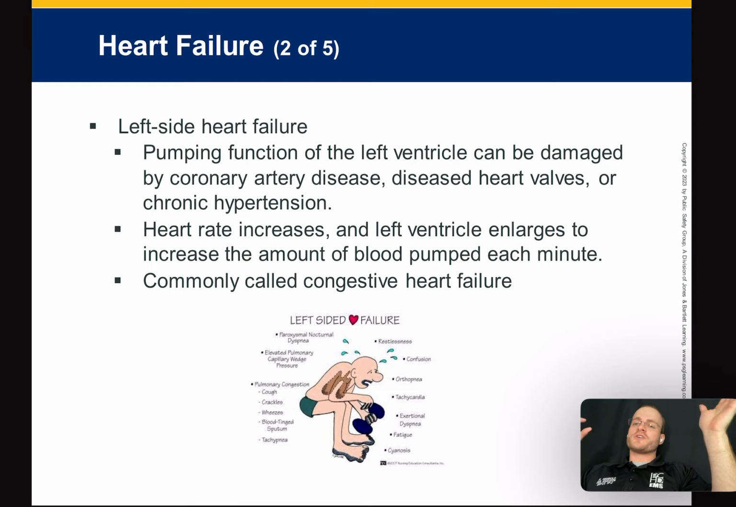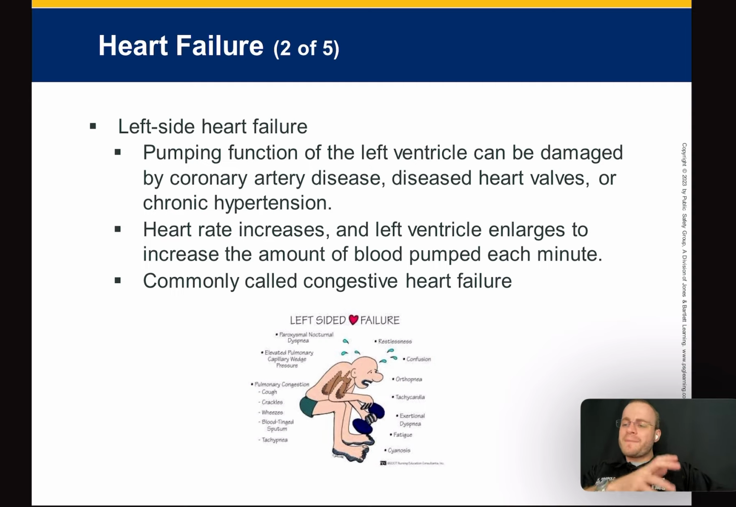So left-sided heart failure is the most common, and what happens is the left side of the heart is the thicker side of the heart, right? And so it can be damaged for a variety of reasons. You could have a big old heart attack on that side. Of course, the muscle dies, becomes sclerotic. You could have heart valve disease, again aortic regurg, or aortic stenosis, mitral regurg, things like that. Or just high blood pressure. And I demonstrated on the previous slide what all that looks like.